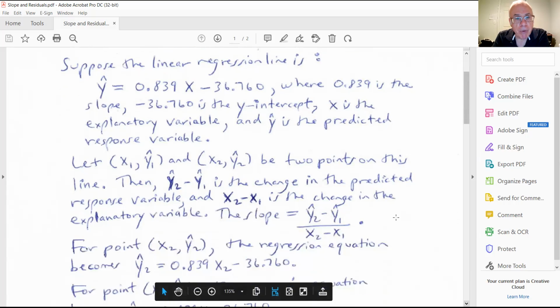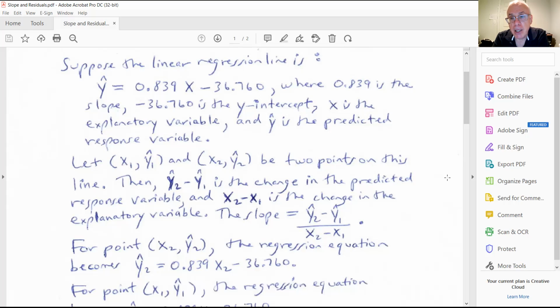So what I'm doing here is just going through a little bit of algebra to explain to you how the interpretation of slope works, all right, in this context of linear regression. So suppose we have 2 points that are on this line, and we can call one of them x1 comma y hat 1. Now remember, this is a y that's on the line, on the prediction line. So we're using for the y the predicted value of y. And the same thing, we have another point x2, y hat 2, right?